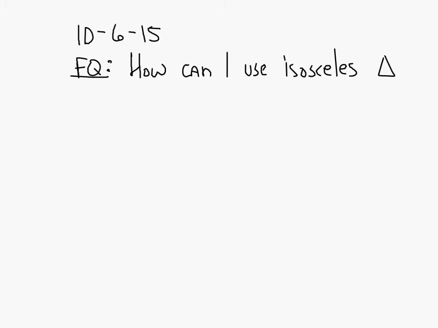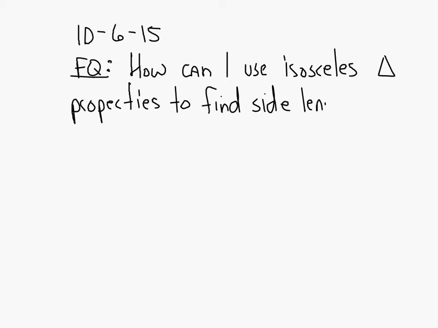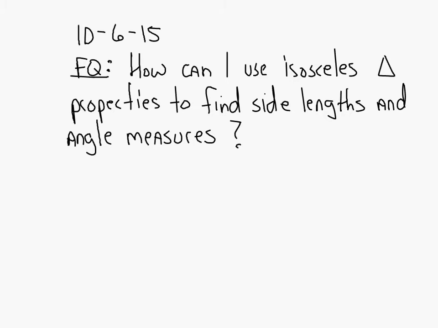How can I use isosceles triangle properties to find side lengths and angle measures?